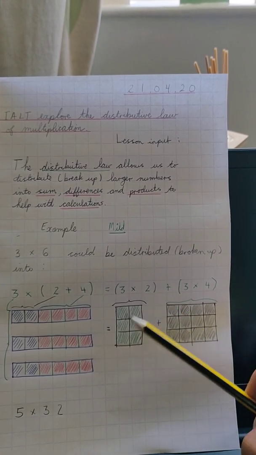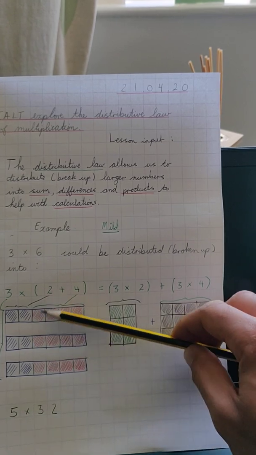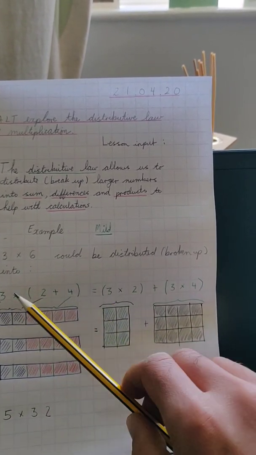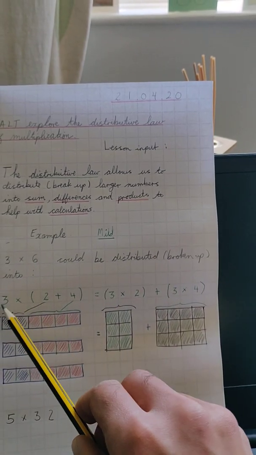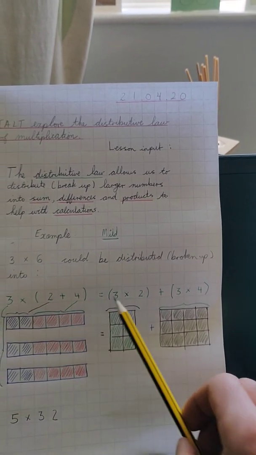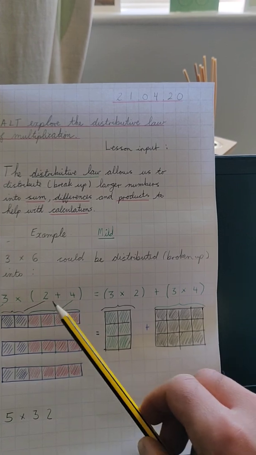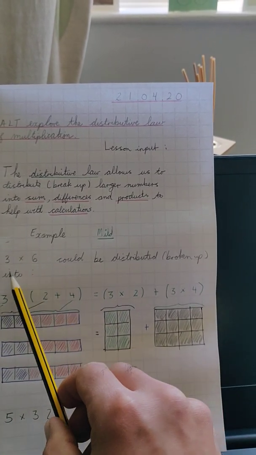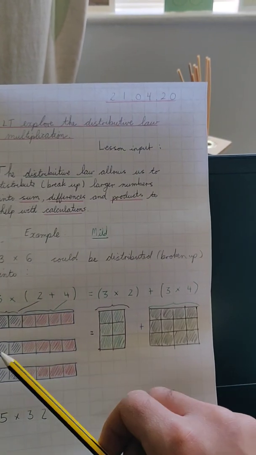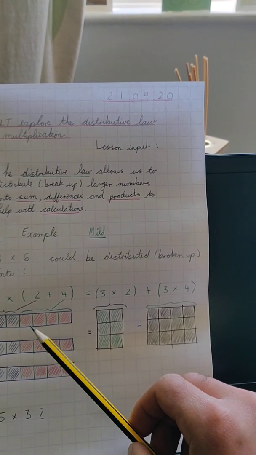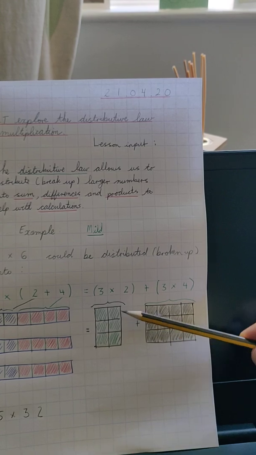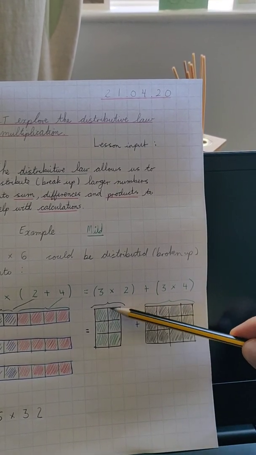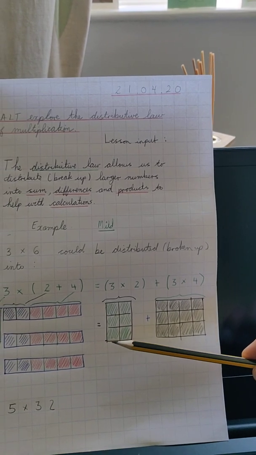So my sum will have to be 18. But let's prove it. Let me just go backwards a little bit. We went 3 times 2, and 3 times 4, because we've broken up this number to help us with our calculation. Again, I represent it using an array. This is an array, an arrangement.